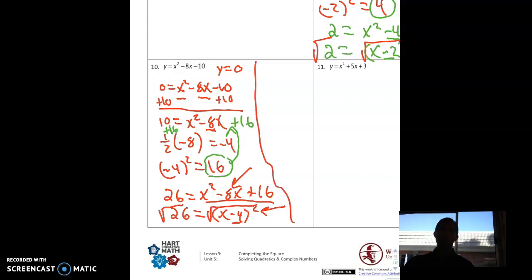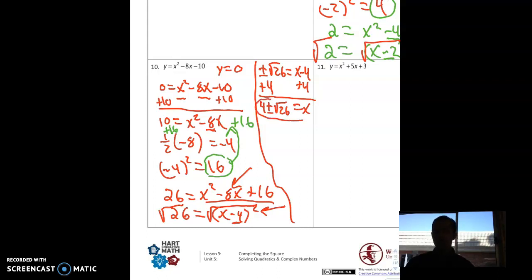Remember, whenever you take the square root of both sides of an equation, you need to write plus or minus. So I have plus or minus the square root of 26 is equal to x minus 4. And then we are trying to solve for x. So in order to get the x alone, I need to add 4 to both sides, okay? Adding 4 to both sides, I get 4 plus or minus the square root of 26 is equal to x.